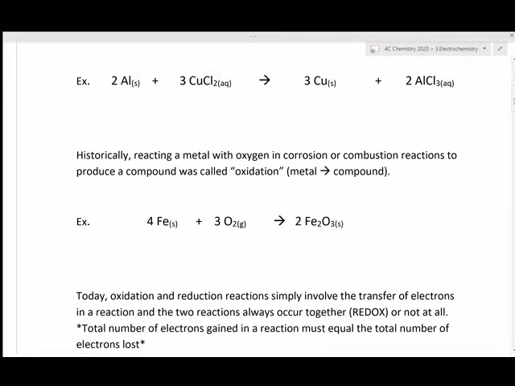Here's another one, oxidation. Anytime something reacts with oxygen, we're going to have an oxidation reaction for sure. Primarily what you're going to see is that the element is going to become a compound.